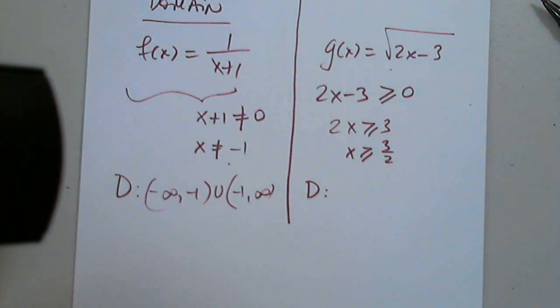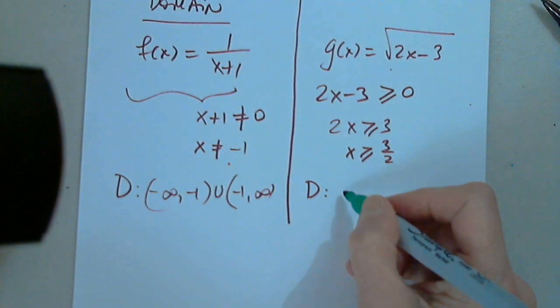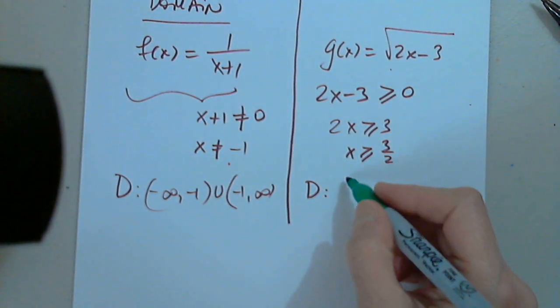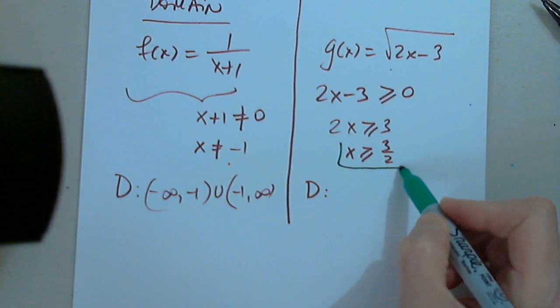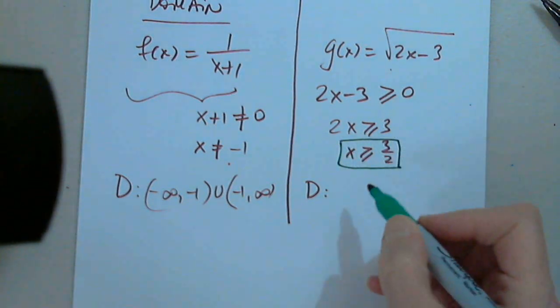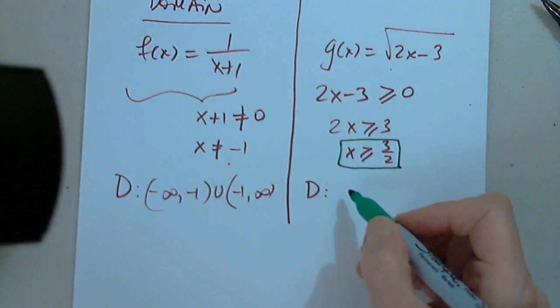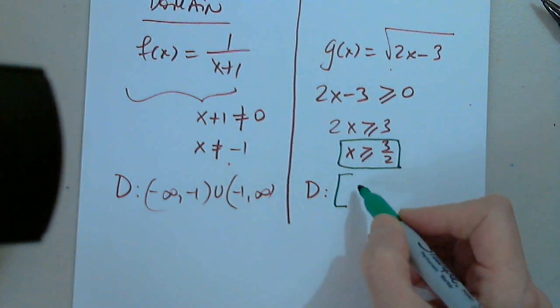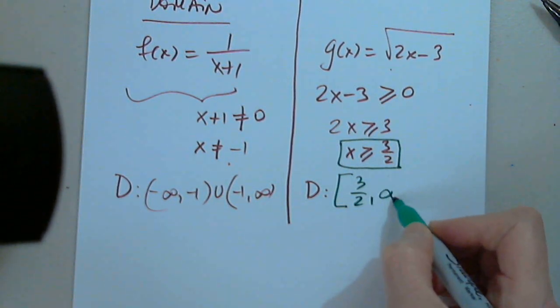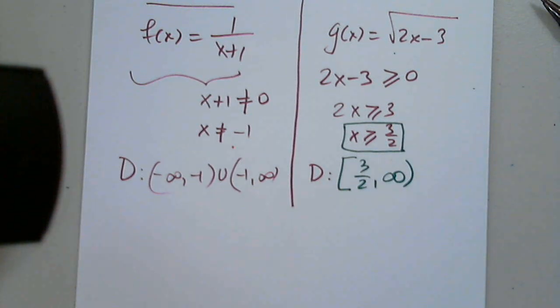Can anyone give us this? Negative infinity to 3 over 2. Careful, careful. Uh-uh. Let's do it one more time. It's bracket 3 halves, very good, comma. Awesome. Great job. Good.